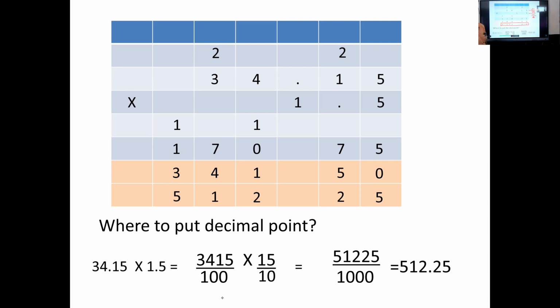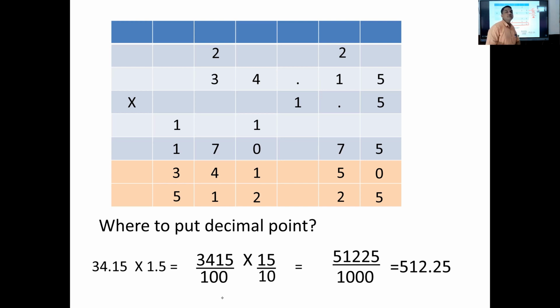51.225. So when we multiply a decimal number with a decimal number, we carry out the multiplication as the multiplication of regular whole numbers, and then we place the decimal point according to the number of decimal places. We add the number of decimal places in the multiplicand and the multiplier, and accordingly we put our decimal point.